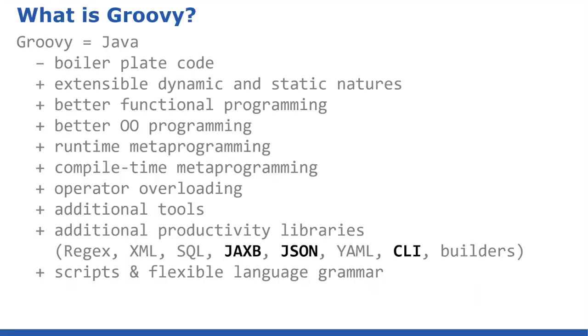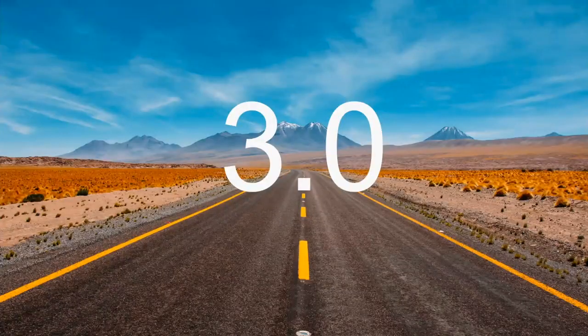Okay, there was also some JAXB functionality, some JSON tweaking, configurability functionality, some new CLI stuff. Go and read all the release notes if you want to see some more of that. Okay, Groovy 3.